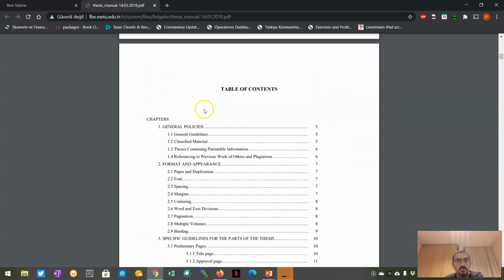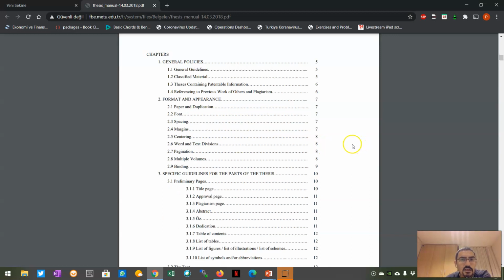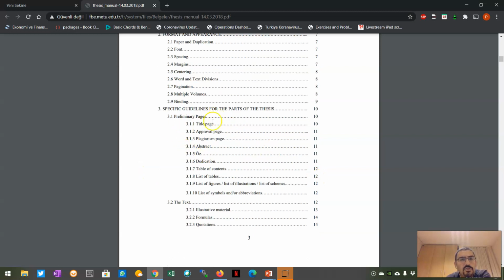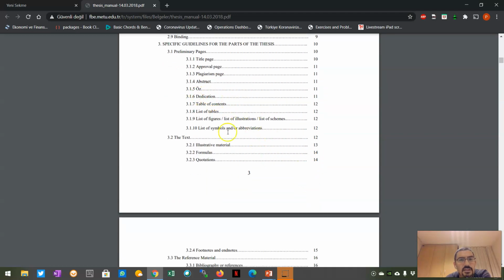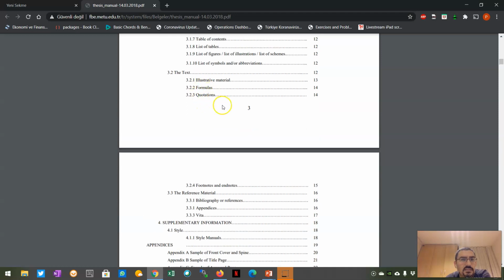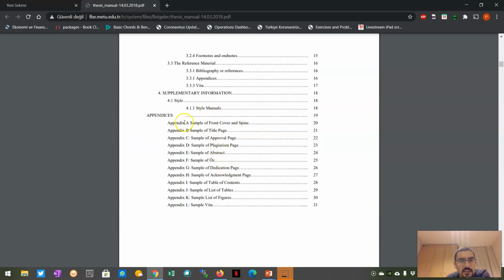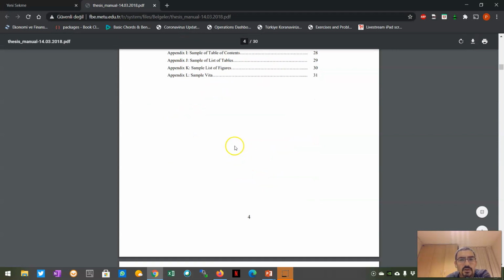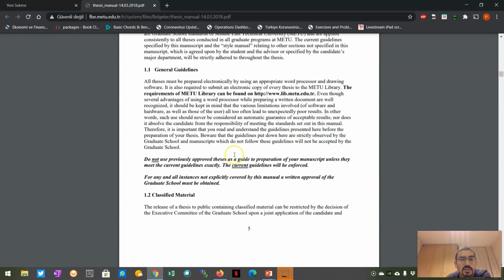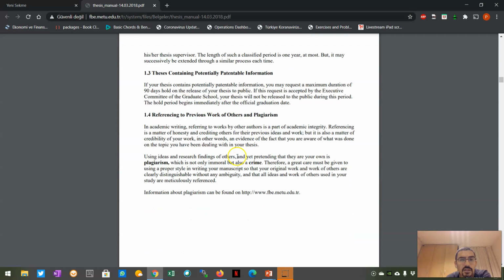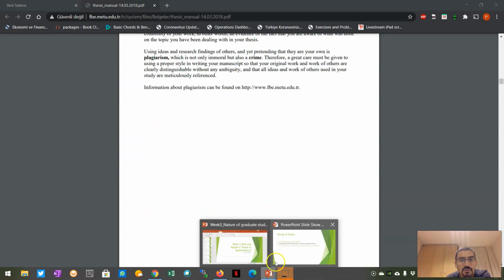So here is the table of contents. So general policies, guidelines, font, spacing, margins. You see, it's very detailed. Centering, word and text divisions, pagination, multiple volumes, binding. It's very detailed. And then what is included: the title page, approval page, etc. List of symbols, how the dedication is written, how quotations are written, etc. Okay, and then there are samples of pages here, a sample of the abstract, a sample of the dedication page, etc. So I suggest when you are at the point of writing your thesis, before writing, you should take a look at this document. All right, this is an extremely important document.